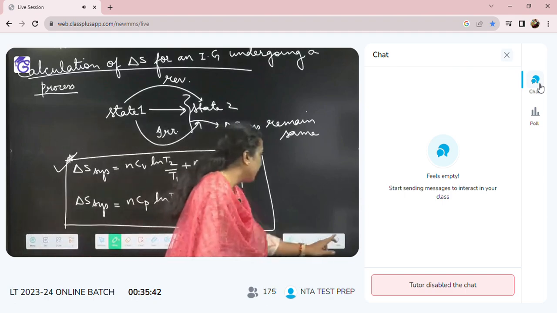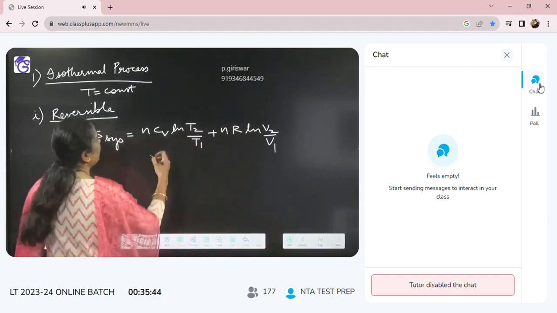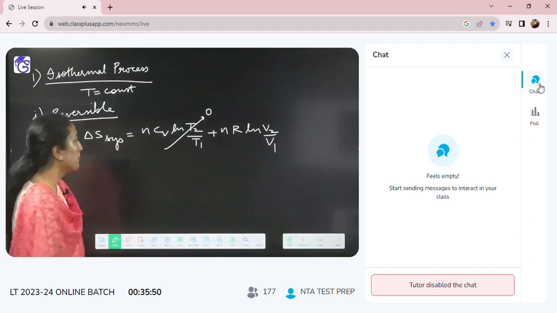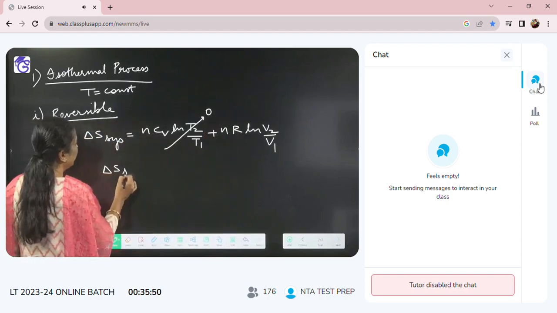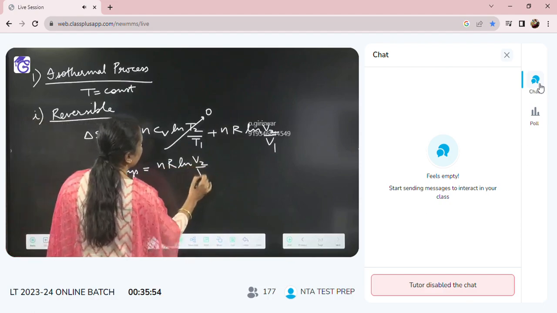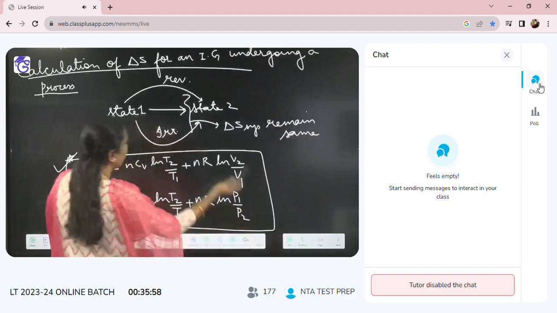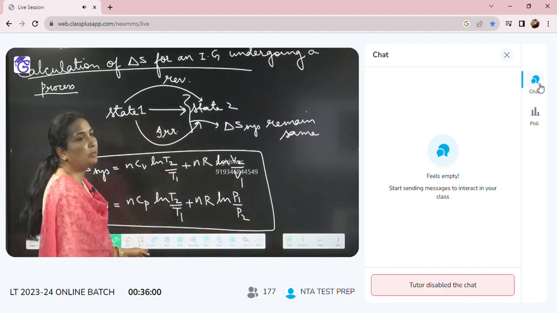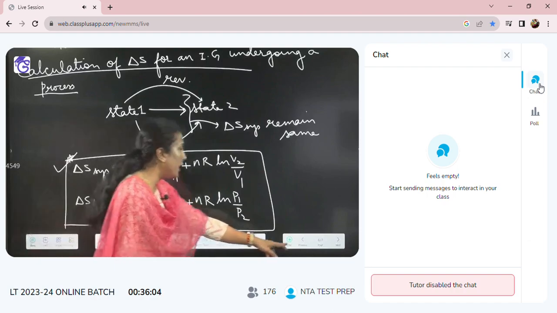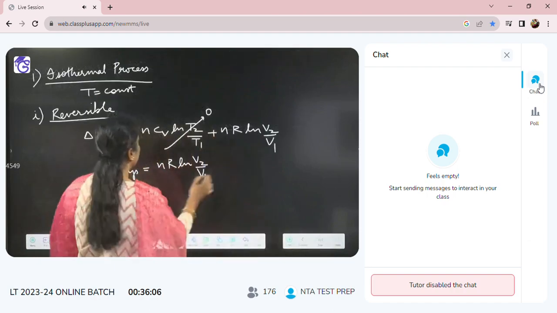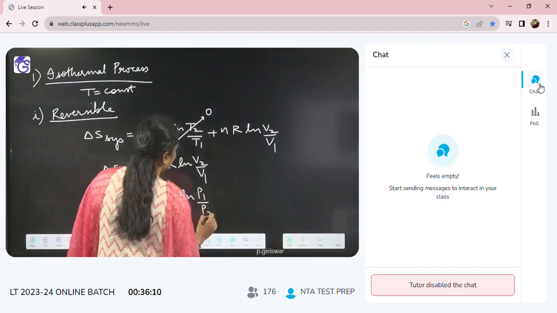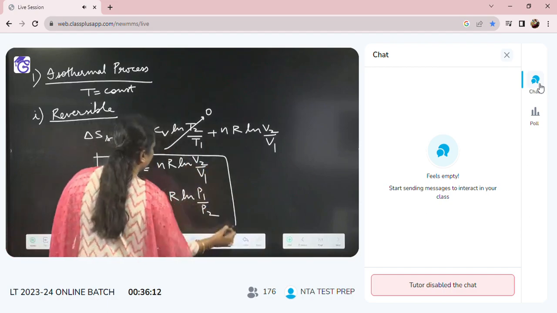Right? Now, if temperature is the same, this term will vanish, it will become 0. So ultimately I will have delta S system equal to nR ln V2 by V1. And similarly, in the other equation, T2 by T1 will become 1, and ln of this will become 0. So I will have nR ln P1 by P2. So simply remember the formula here, which is simple.